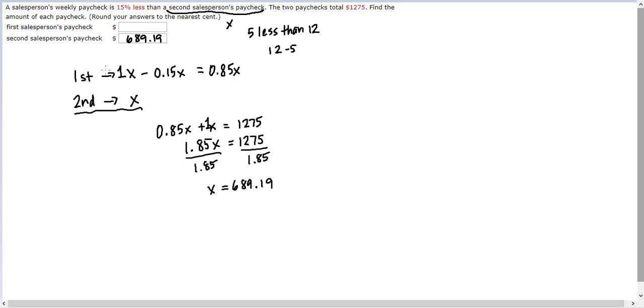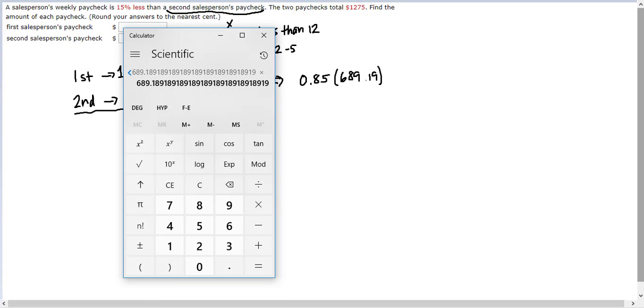And now we want to find the first person's paycheck. It's 0.85 times 689.19. So I'm going to get my calculator back out and multiply that by 0.85, and I get 585.81.